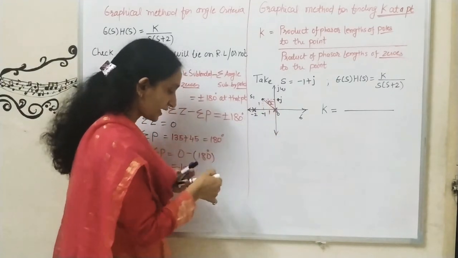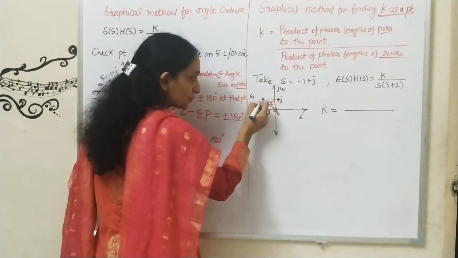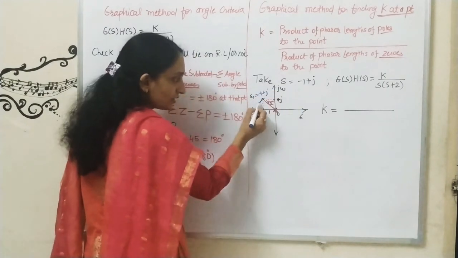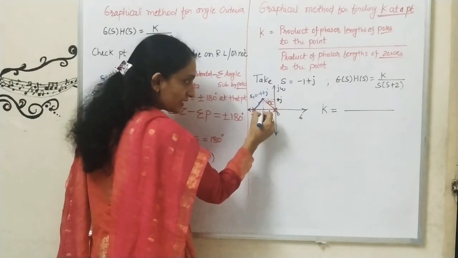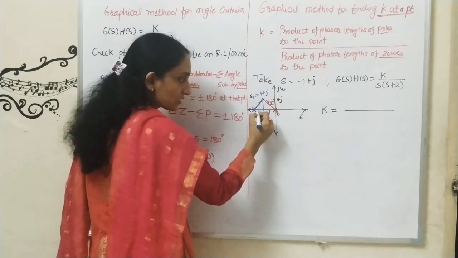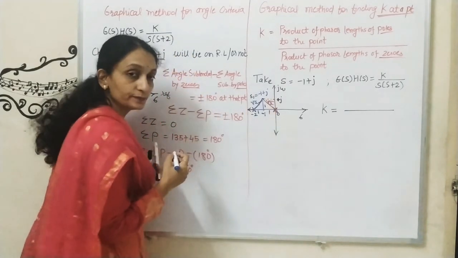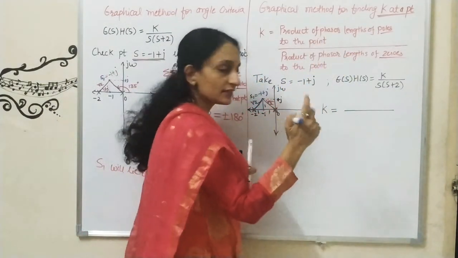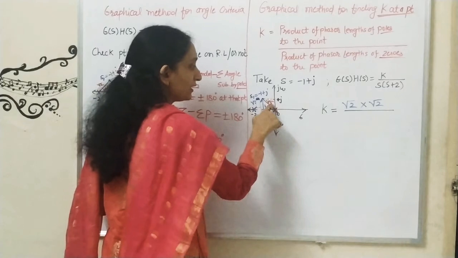Now see the second thing. The second pole is at s is equal to -2. I will join this s is equal to -2 with the given point s1, that is -1 plus j. So this is the phasor length. Again I am considering this small triangle. The x coordinate is 1, the y coordinate is 1, so the phasor length is root 2. So the product of phasor lengths of poles to the point: two poles are there, so 2 phasor lengths. I am getting root 2 and root 2.